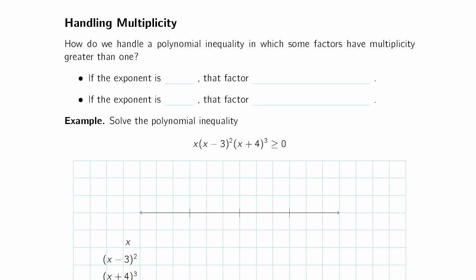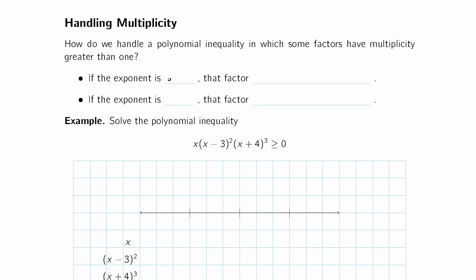Okay, so we've seen the basics of analyzing the sign of a polynomial. How do we handle factors that are a little bit different? What if, for example, one of our factors has multiplicity? Well, just look at the exponents, right? What happens if we take a power of a negative number?